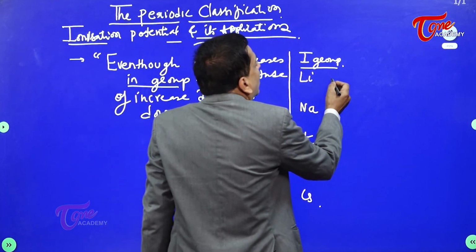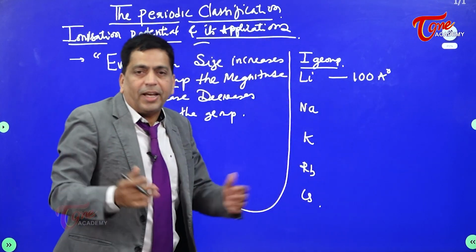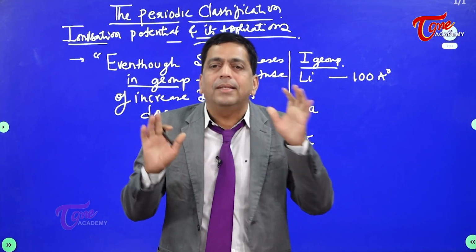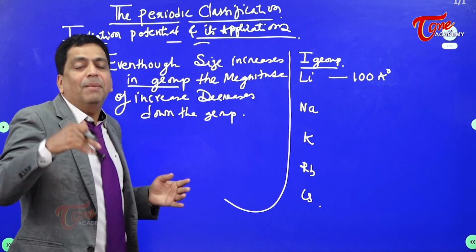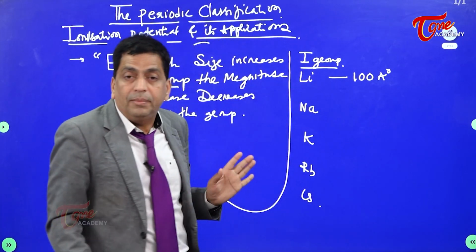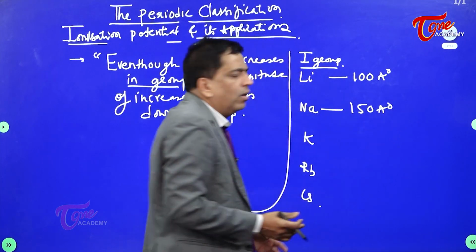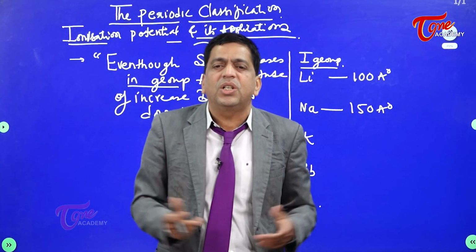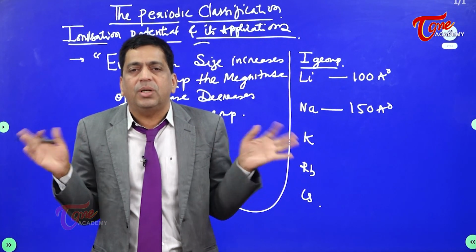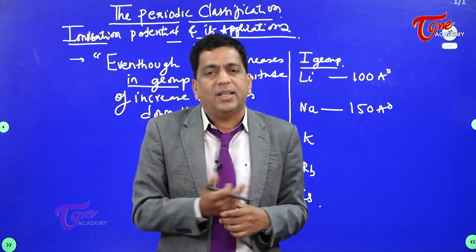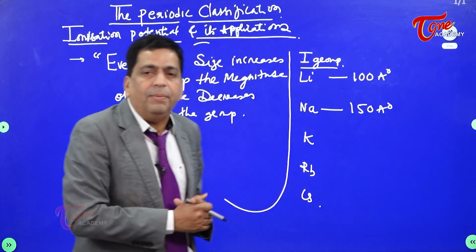Arbitrarily, assume lithium is 100 angstroms in size. The size increases in a group, but the magnitude basically decreases. Suppose it is 100, and here you find a jump to 150 angstroms. Good, 100 to 150 you can distinguish. There is a 50 increase jump. You should not be surprised, and even I am not surprised, because down the group the size increases, and it's a clear jump of 50 units.